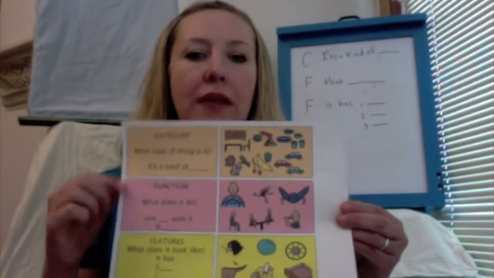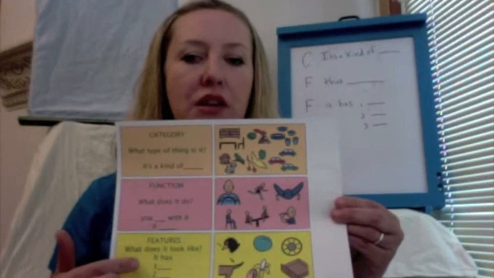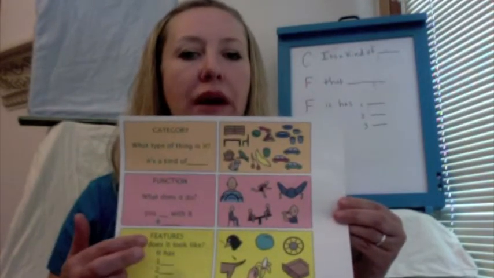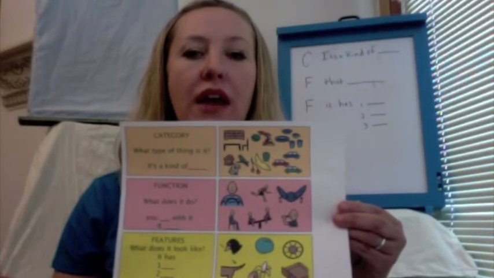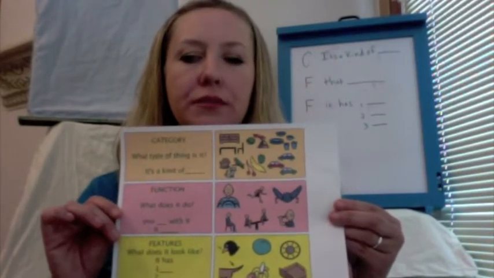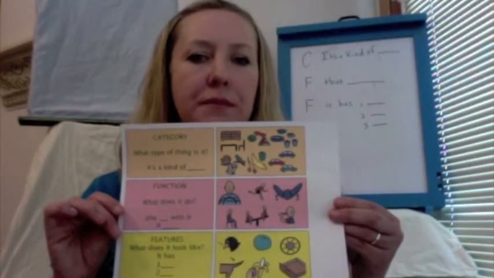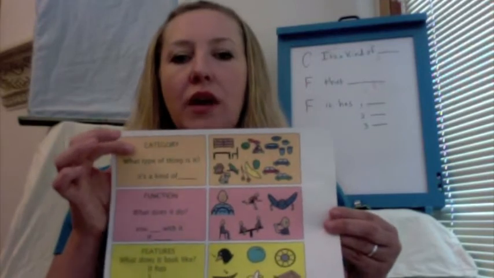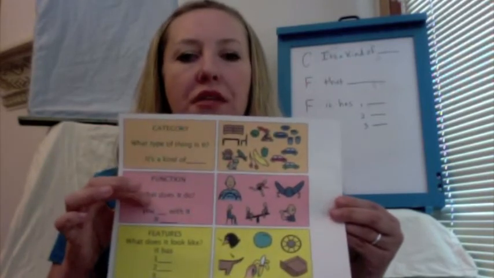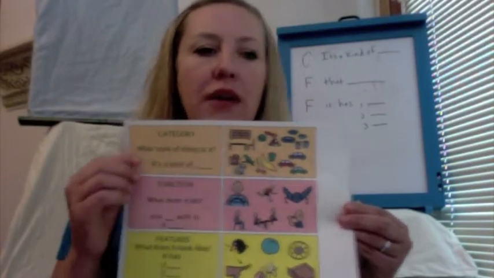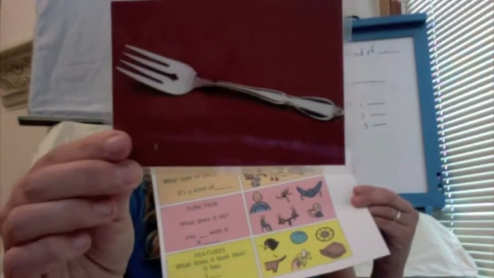You can play a game and describe something that you see. Describe something in a book. Describe something you're thinking about and see if mom, dad, or a friend can figure out what you're talking about. For example, I'll describe something. It's a silverware that you eat with. It has a handle and 4 prongs. Do you know what I'm talking about? I'm talking about a fork.